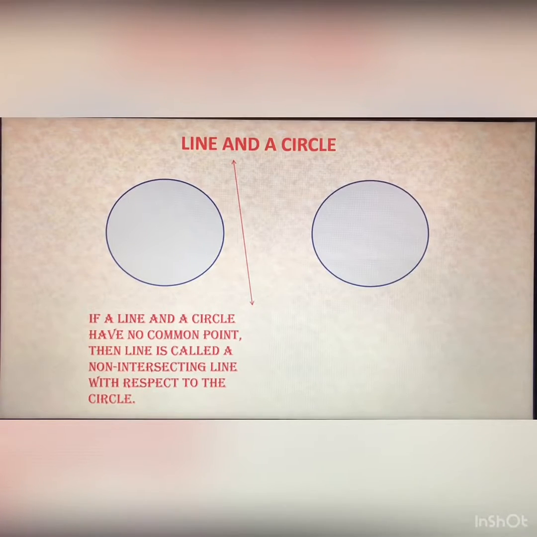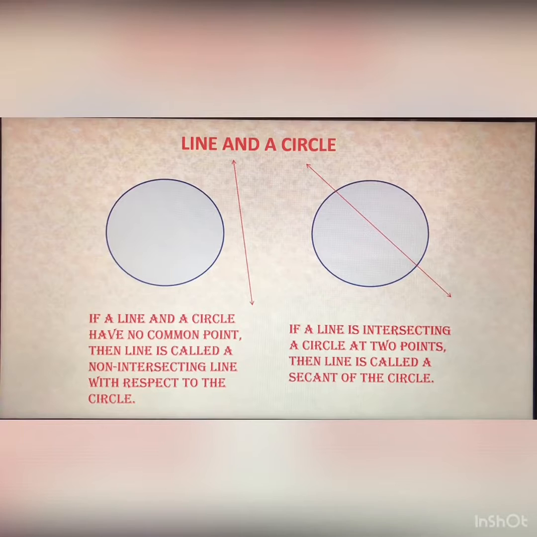Again you are seeing the second structure, that is, this is a circle and in this circle you can see that a line is passing through, intersecting the circle. So what to do in this case? If a line is intersecting a circle at 2 points, then the line is called a secant of the circle. So in this case this line is known as secant of the circle. So this is the new word for you. Keep in mind that if a line is intersecting a circle at 2 points, then this line is known as secant.